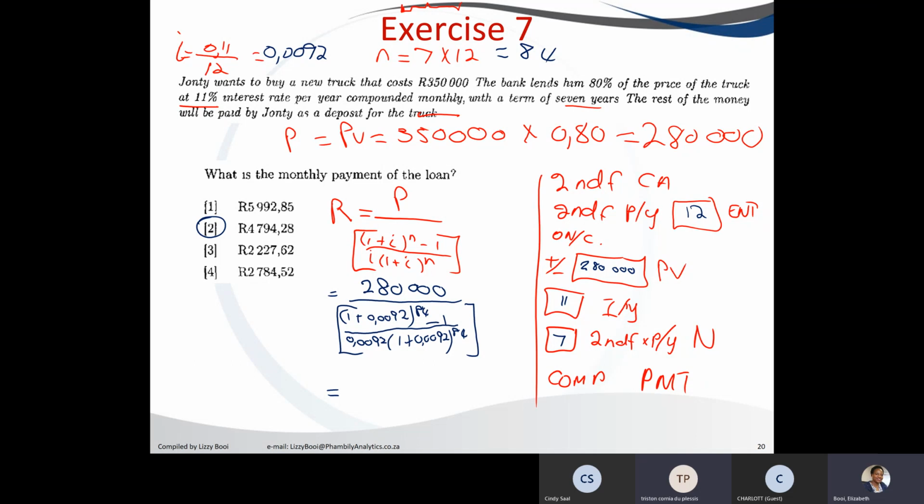If I leave it at 4, then I get 4,000 something. Oh, you mean when you do the final answer, when you get to the final answer after you've calculated your R? Sorry, no, leave it to 2 decimals. Only 2 decimals. Yeah, money is always to 2 decimals. Okay, so what do you get as your final answer? Tristan, do you get the same? 4794.28.